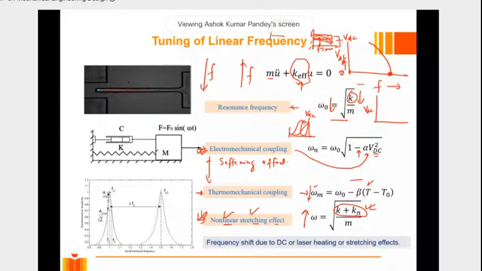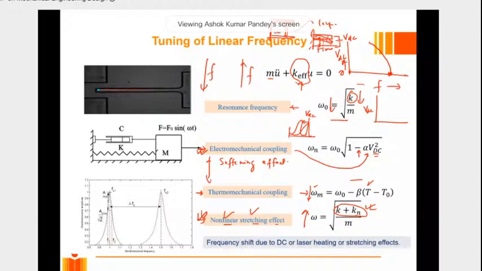Okay, so when the gap is large, this electrostatic softening effect will be weak, right? And when it is small, the electrostatic effect will be significant, dominant. So in this case, if this gap is large and you are applying voltage, it will still bend, it will still stretch, but the electrostatic effects in this case will be less, right?